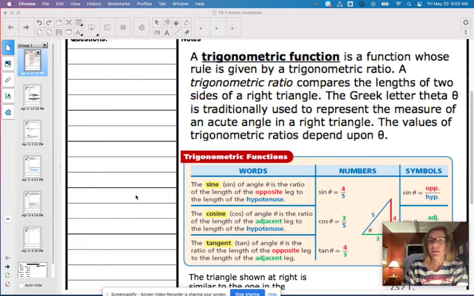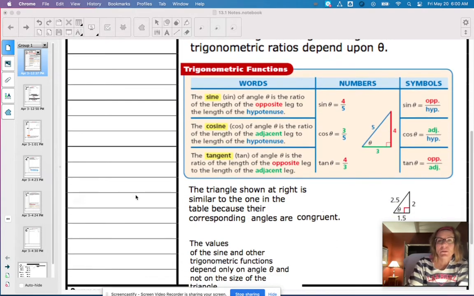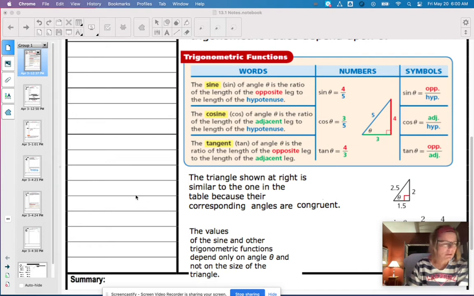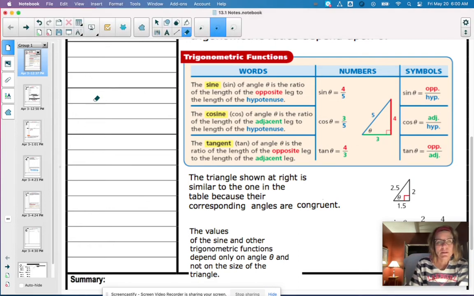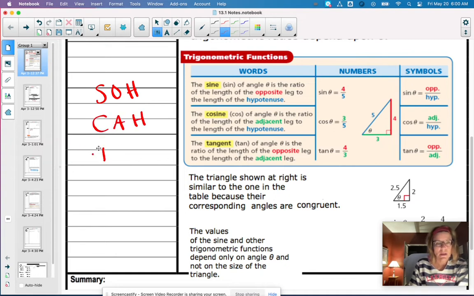The Greek letter theta is traditionally used to represent the measure of an acute angle in a right triangle. The values of trigonometric ratios depend upon theta. So a lot of this should be a review from geometry. And the one thing I'm going to write over here is SOH goes with sine, CAH goes with cosine, and TOA, so SOH CAH TOA.